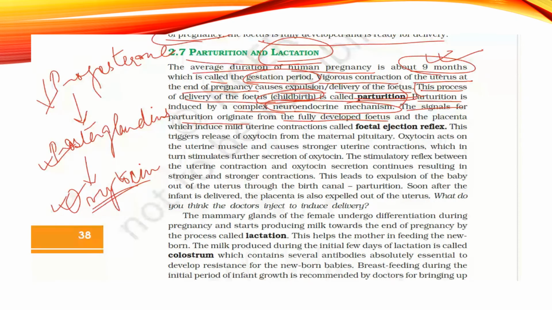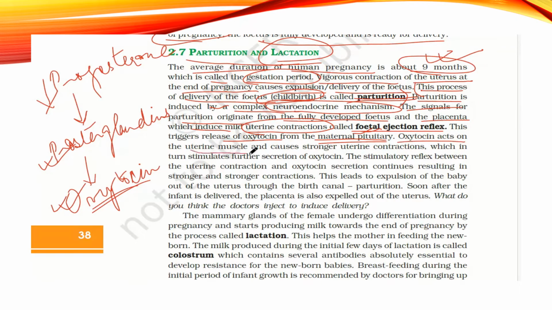So let us see here what is happening. The signals for parturition originate from a fully developed fetus and the placenta, which induce mild uterine contractions called the fetal ejection reflex. Ejection means it comes to that phase where it wants to move out of the uterus. This triggers the oxytocin level from the maternal pituitary. We have told that it is a neuroendocrine phenomenon, so the pituitary gland starts producing oxytocin hormone.